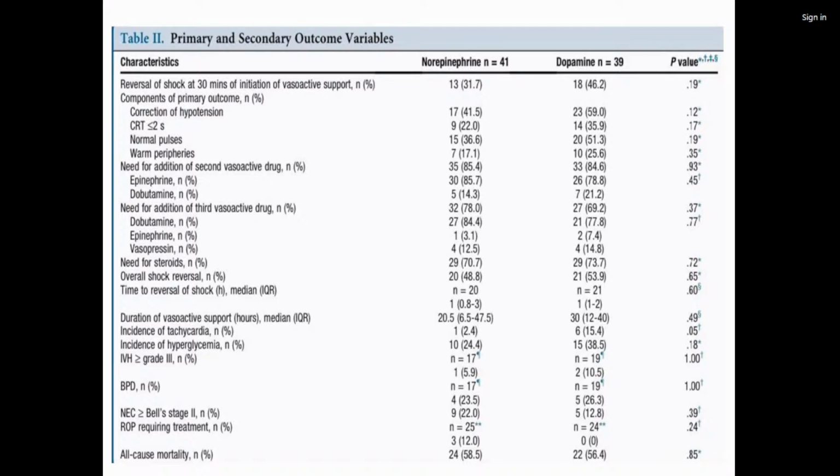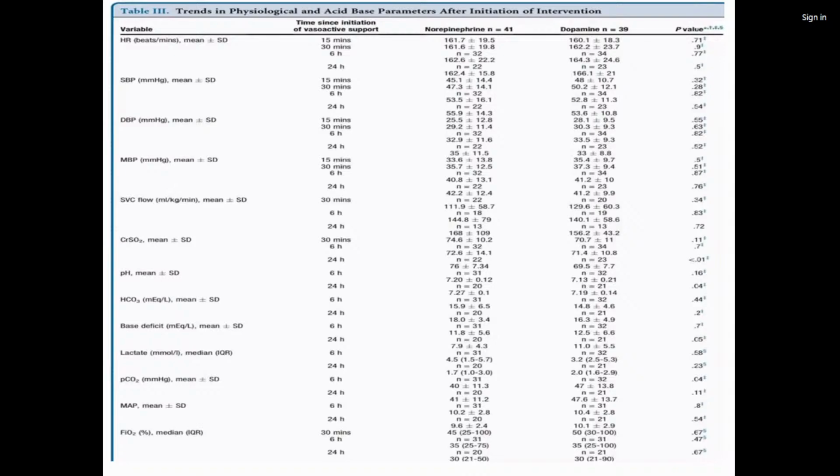The next table is showing, now what is this table showing broadly? It is to compare how physiology, perfusion, and acid-base status change over time after initiation of norepinephrine versus dopamine. Now the groups were noradrenaline and dopamine, and time points were assessed: first in the early 15 minutes, then 30 minutes, then intermediately 6 hours, then 24 hours. So these were the time intervals in which the assessment was done.